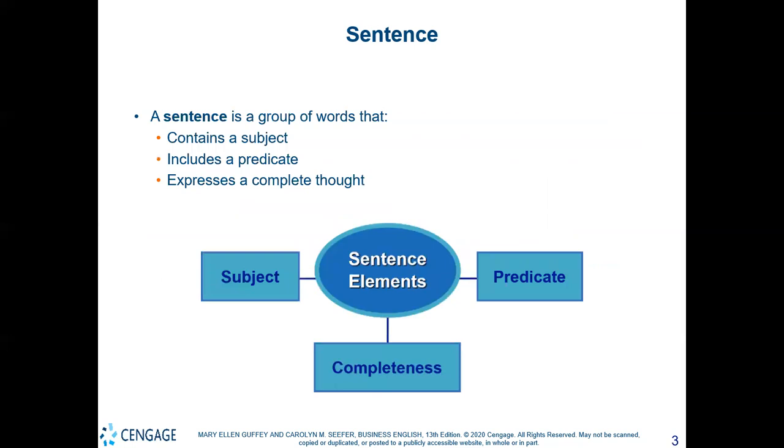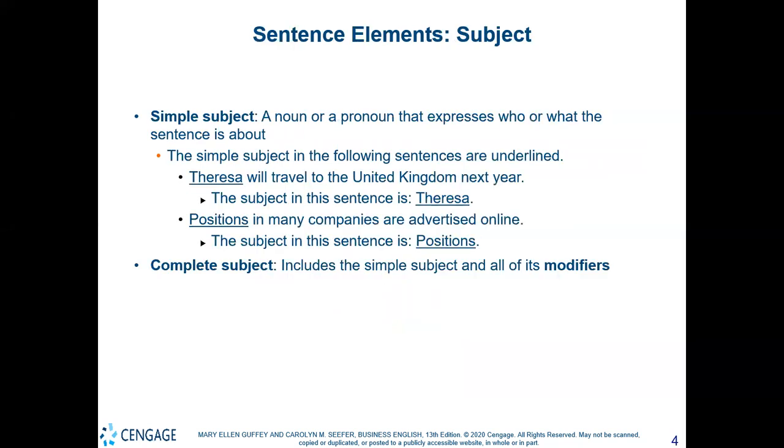Sentence. A sentence is a group of words that contains a subject, includes a predicate, and expresses a complete thought. This chart right here shows sentence elements. We have subject and predicate and completeness. And this is a complete sentence.